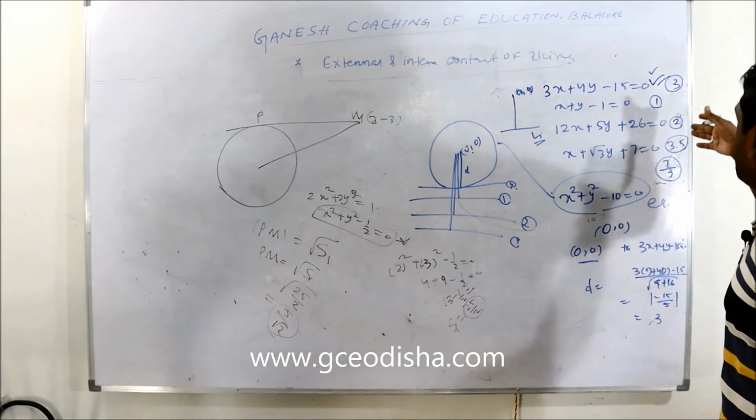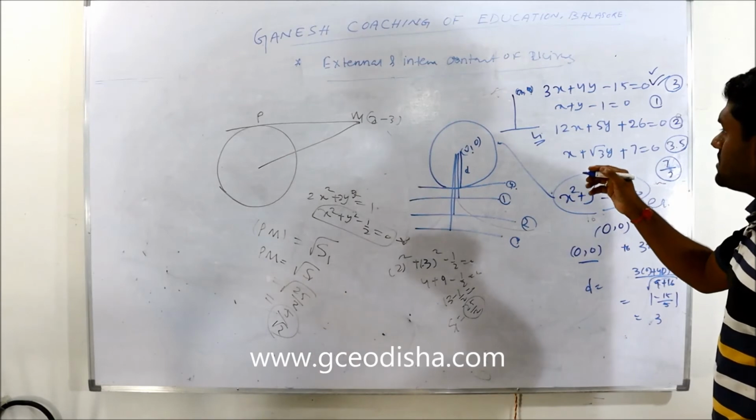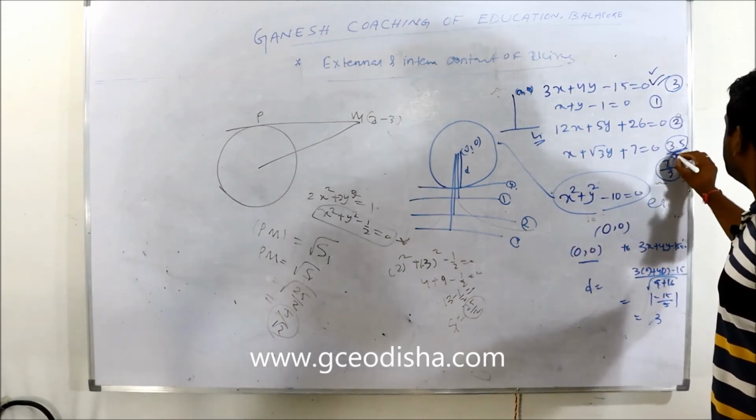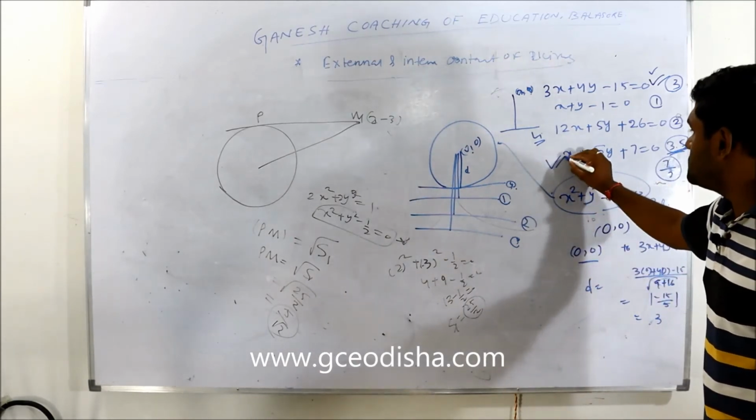Then which line is farthest from the center? This line, whose magnitude is 3.5. The answer will be this.